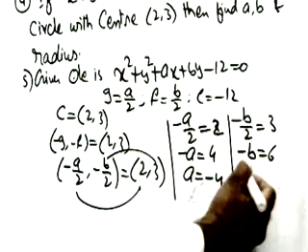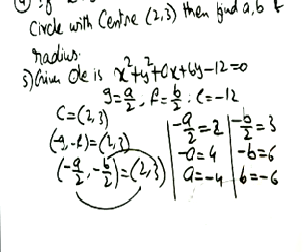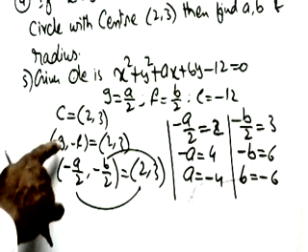In the same way, bring this 2 here. 2 times 3 is 6, so minus b equals 6, b equals minus 6. So we got a equals minus 4 and b equals minus 6. We got the values of a and b. Okay, so what is the next thing now? Now we have to find the radius.